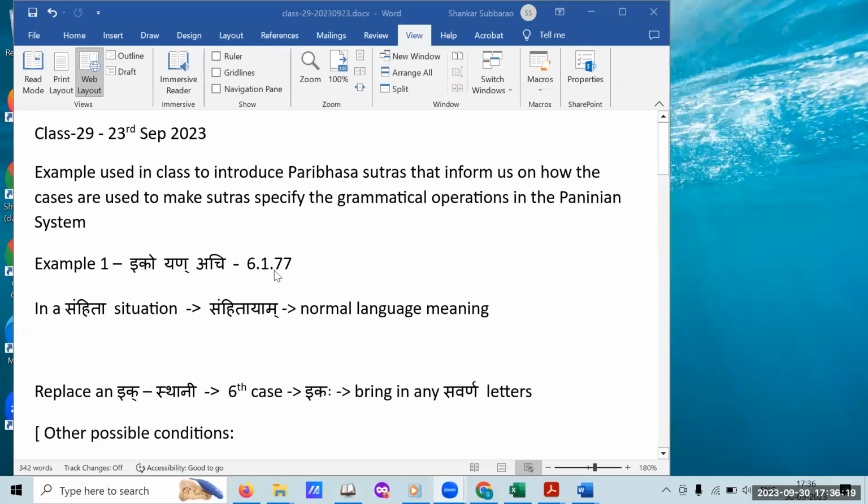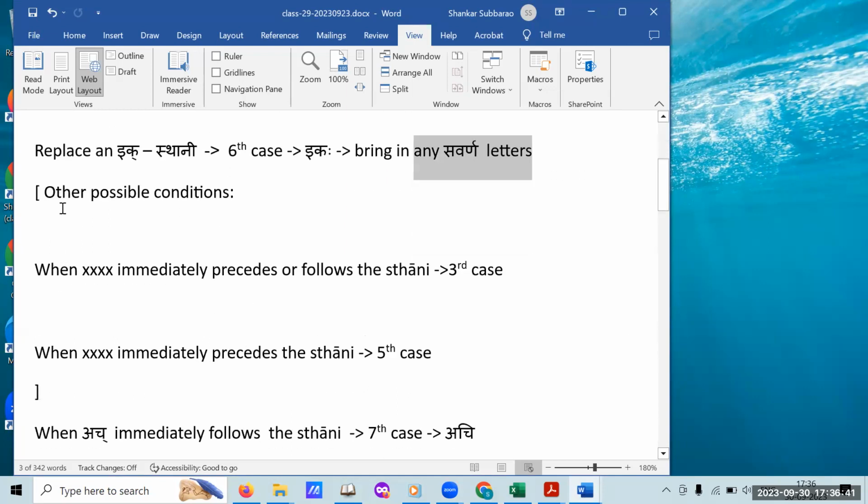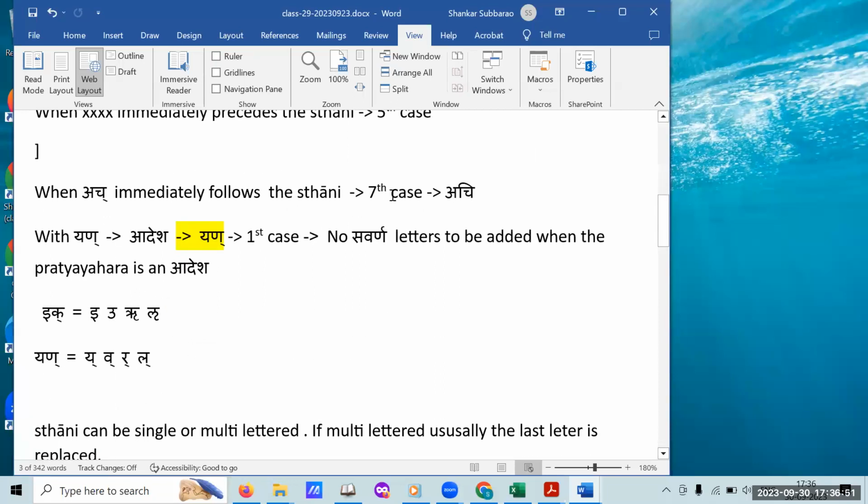So this is what we looked at. And as an example, I showed you a couple of sutras. The sutra I showed was ikaha yan achi. That's a sutra we looked at briefly. In that, the word ikaha is in the sixth case. And for ikaha, we should bring in any savarna letters also, because it is not an adesha. Whenever savarna letters are there, we should bring them in. Then we saw, I just wrote this in a note: if something immediately precedes or follows, it is in the third case. If it's preceding, fifth case, and in our case, ach is following, so it is in the seventh case. Achi is seventh case.